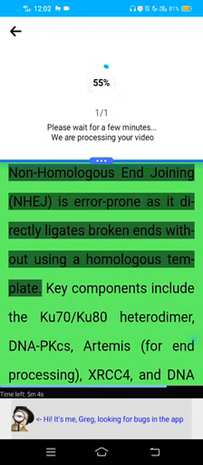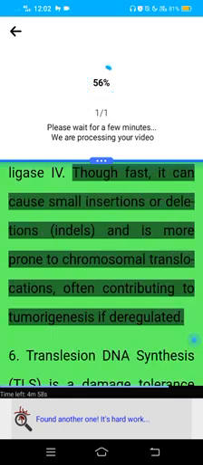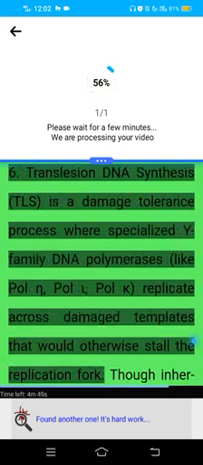Non-homologous end joining (NHEJ) is error-prone as it directly ligates broken ends without using a homologous template. Key components include the Ku70/Ku80 heterodimer, DNA-PKcs, Artemis for end processing, XRCC4, and DNA ligase IV. Though fast, it can cause small insertions or deletions (indels) and is more prone to chromosomal translocations, often contributing to tumorigenesis if deregulated.